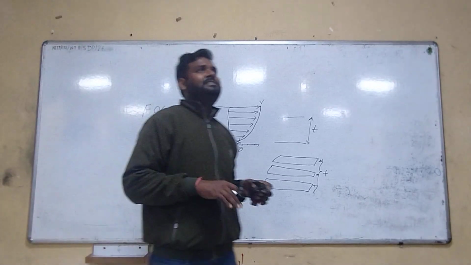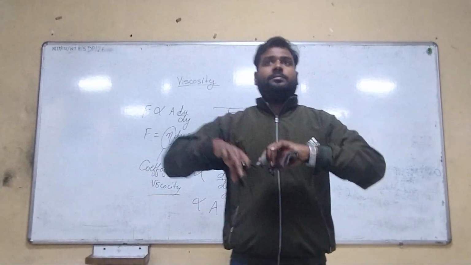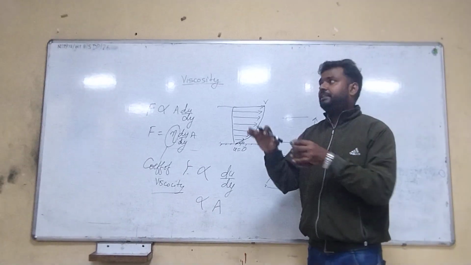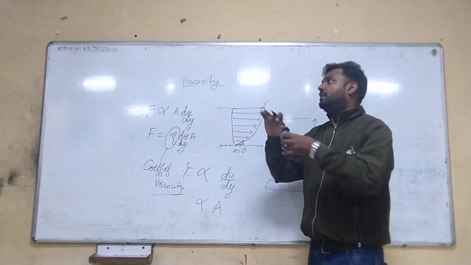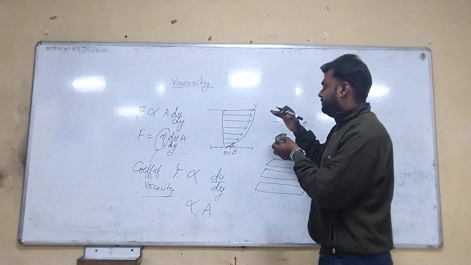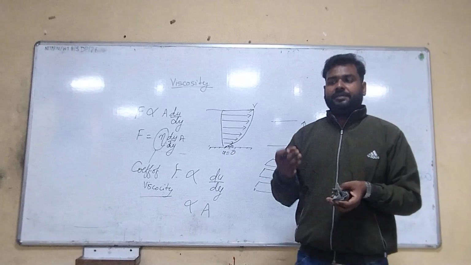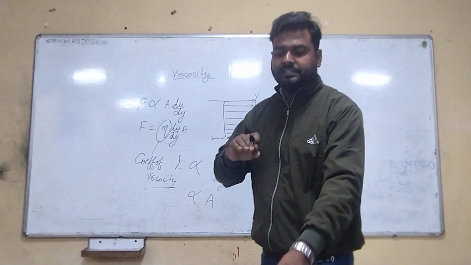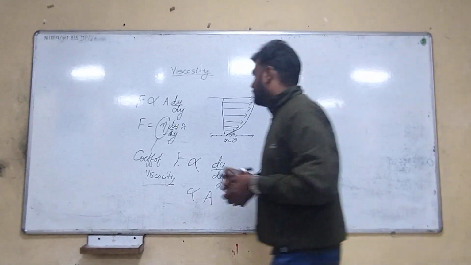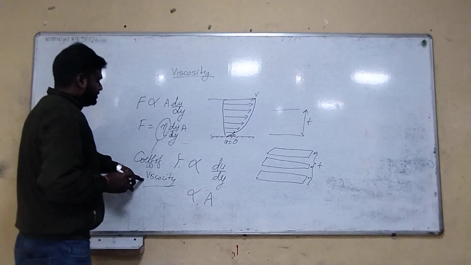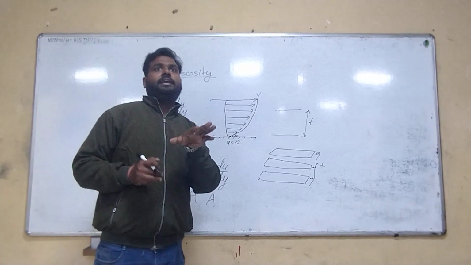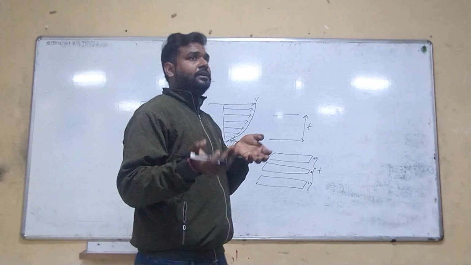Viscosity comes into action when there is relative motion, when two layers have different velocities. Simply, the no-slip condition creates that difference and creates a frictional force here. So this coefficient of viscosity is sometimes called dynamic viscosity and sometimes kinematic viscosity.